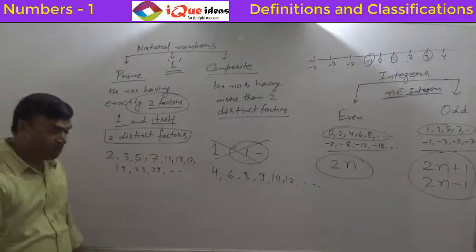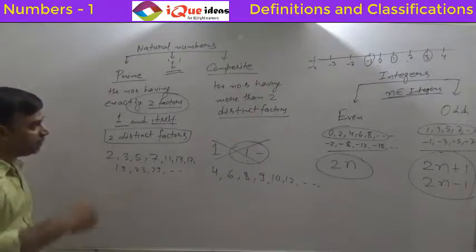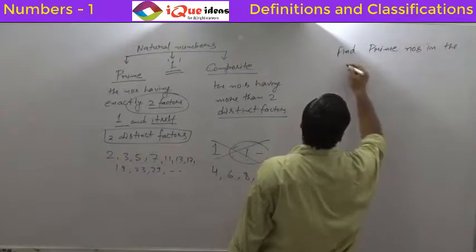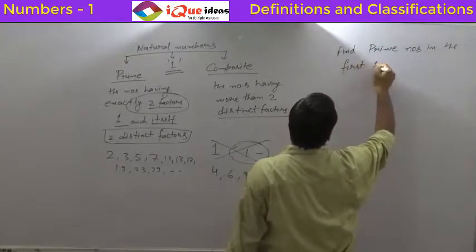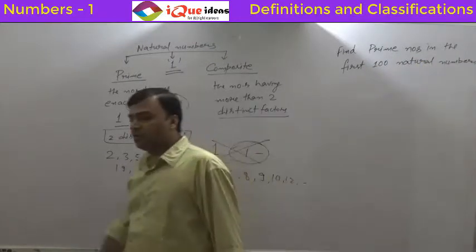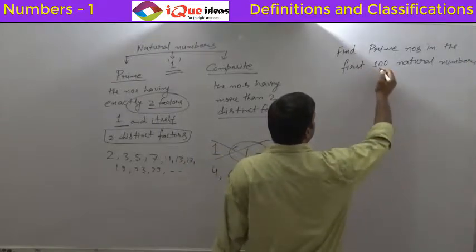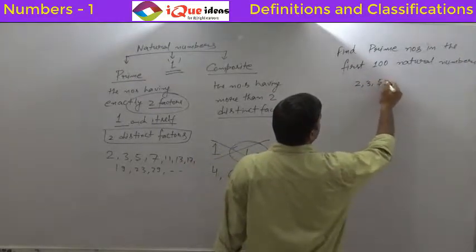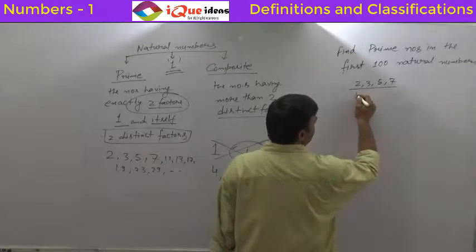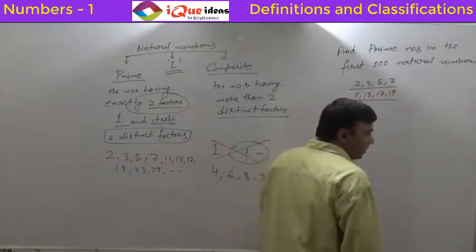Right. One question can be, how many prime numbers are there in the first 100 natural numbers? So let's count prime numbers in the first 100 natural numbers. Okay, so what I've done is I've divided them into groups of 10. In the first 10 numbers, what are the prime numbers? 2, 3, 5, 7. In the next 10 numbers, what are the prime numbers? 11, 13, 17, 19.